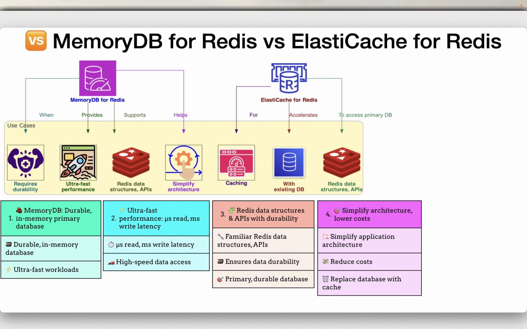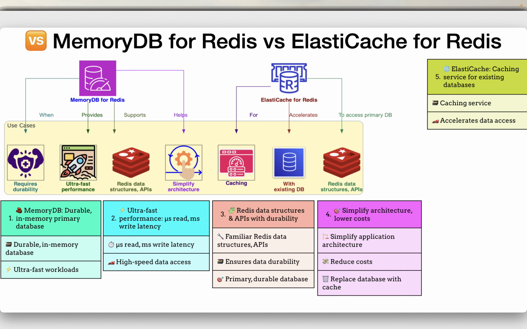By using MemoryDB, you can simplify your application architectures and reduce cost by replacing the usage of a database with a cache for durability and performance. Because it serves as a single database plus cache service, it simplifies the whole architecture. So this was about MemoryDB. Let's see how ElastiCache differs.